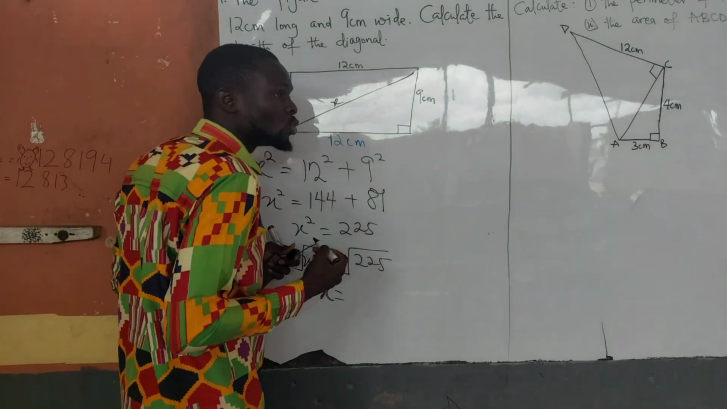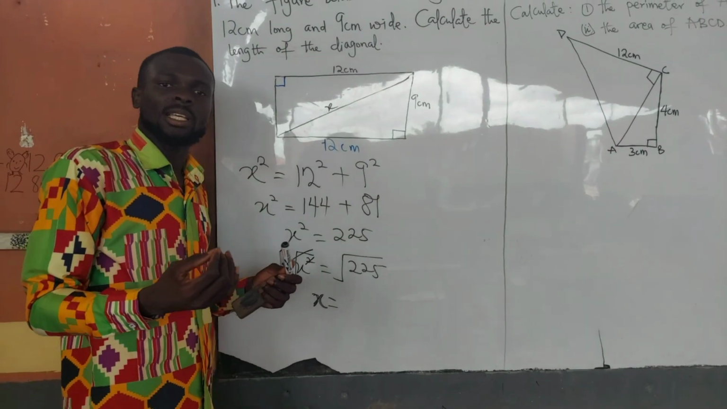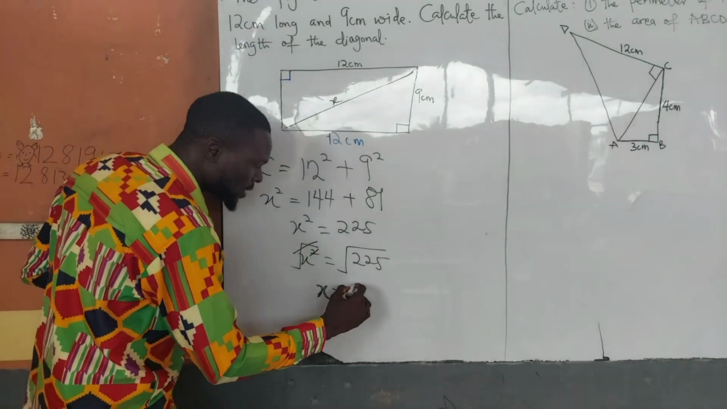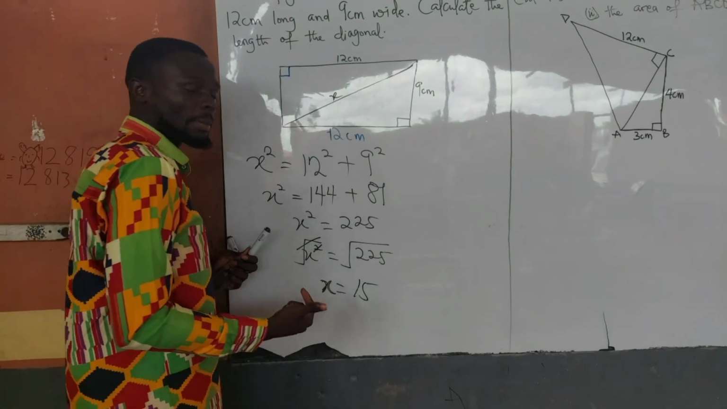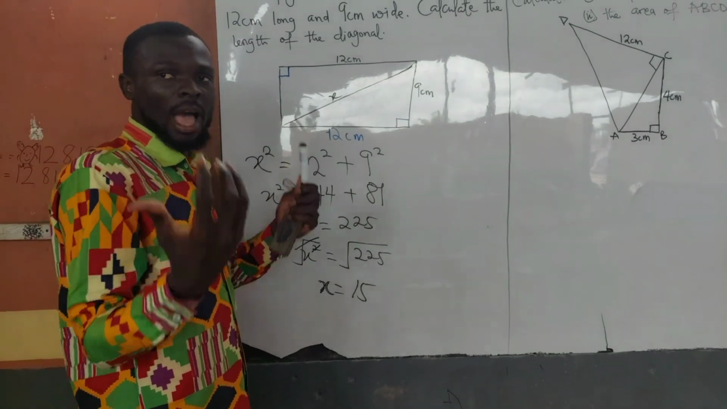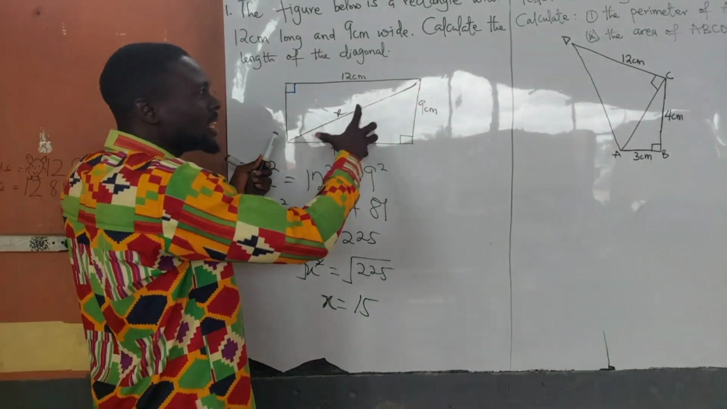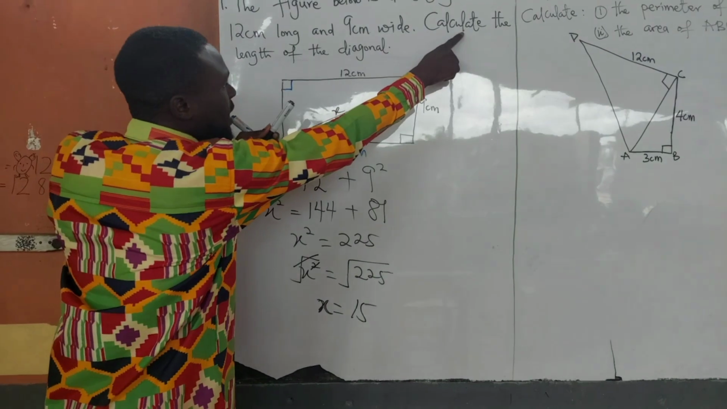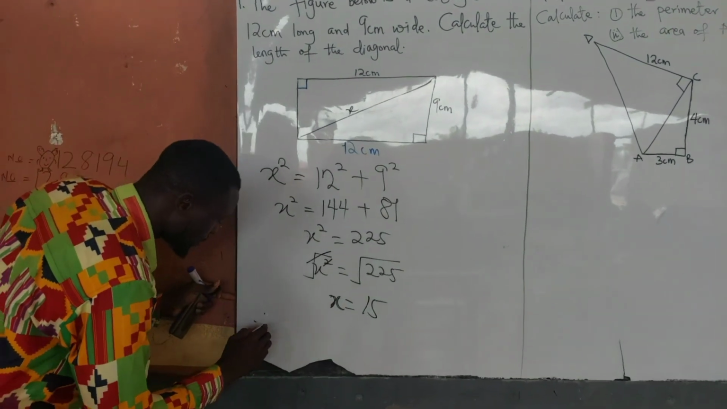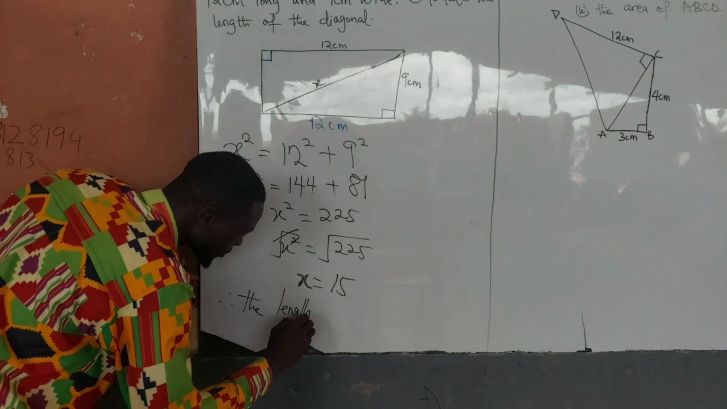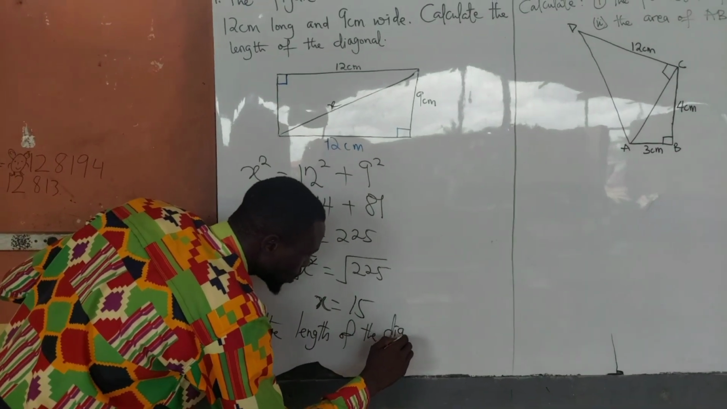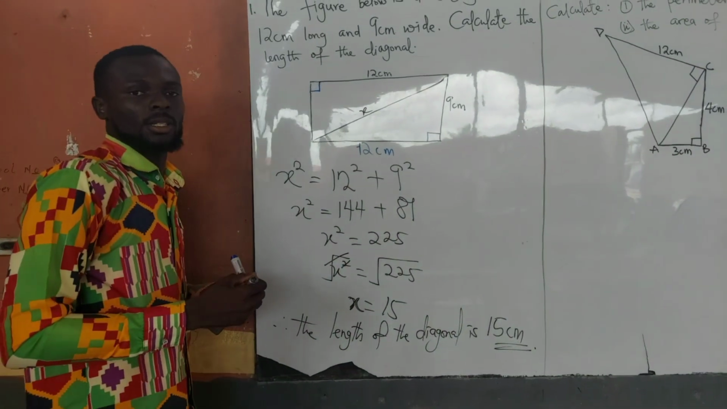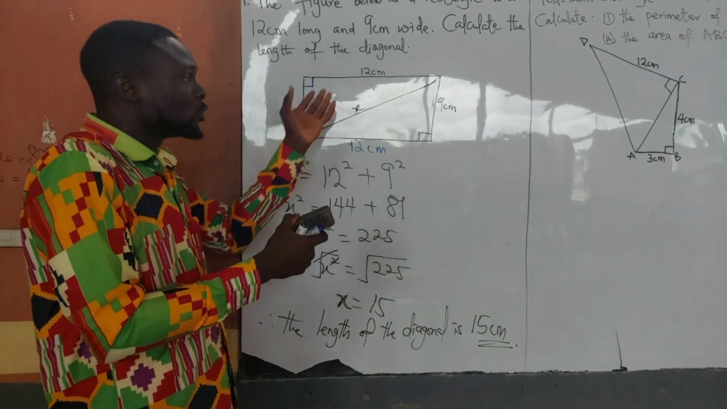Now what is the square root of 225? The meaning of the square root is that what number times itself will give you this number. And if you multiply 15 times itself, you are going to get this number. So the square root of 225 happens to be what? 15. Now since we are dealing with length, we ignore the centimeters to make the calculation very simple for us. So what are you calculating? The length of the diagonal. So we are going to say, therefore, the length of the diagonal is 15 centimeters.